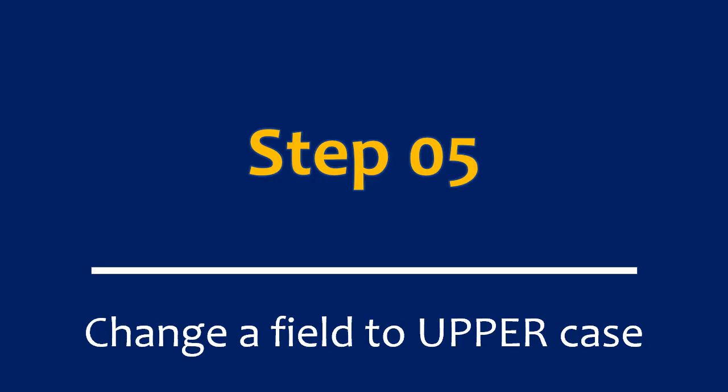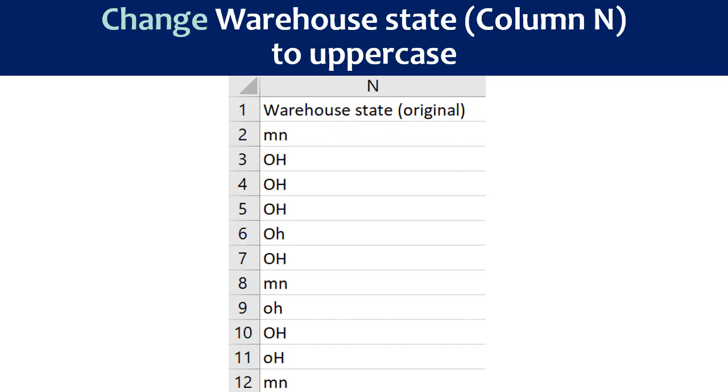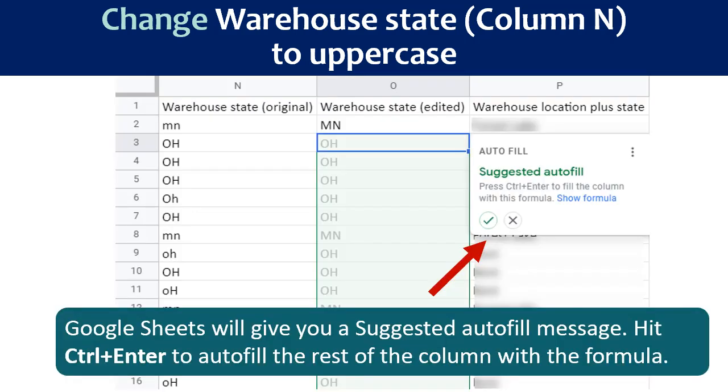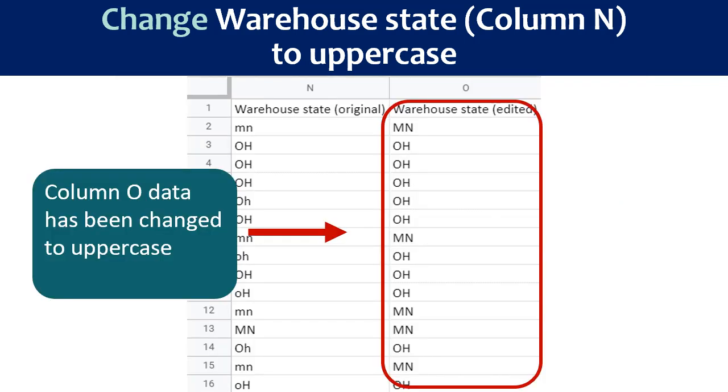In this step, we will be changing a field to uppercase. Now we will change the warehouse state column's text to uppercase. Click in cell O2 and type equal upper left parenthesis N2 right parenthesis, then hit enter. Google Sheets will give you a suggested autofill message. Hit Control-Enter to autofill the rest of the column with the formula. Column O data has been changed to uppercase. Notice that there is also a lower function to change all text to lowercase.